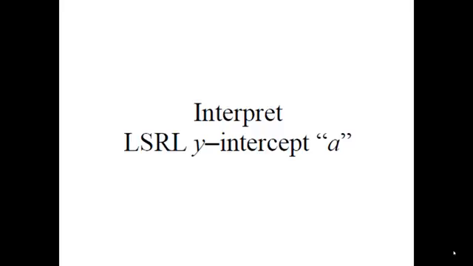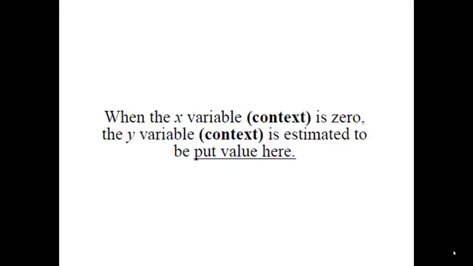Interpret least squares regression line y-intercept a. When the x variable in context is 0, the y variable in context is estimated to be blank. Put the value there.